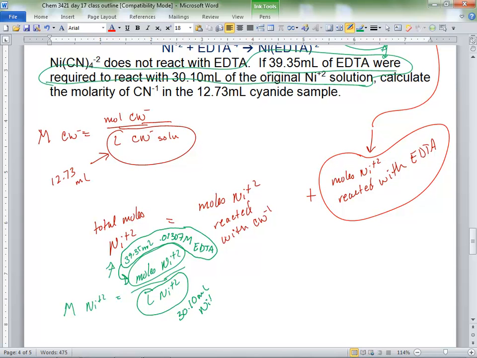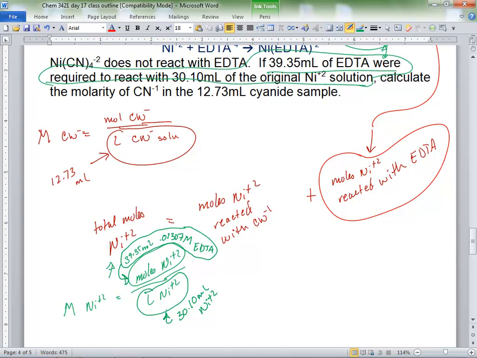Okay, so this is the big game plan. Let's see if you can work it out. And in the end, we'll solve for this one. So see if you can figure out the two parts I circled here.